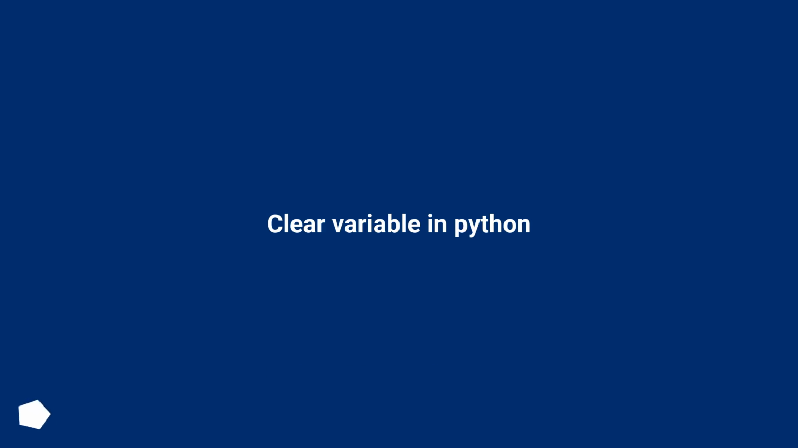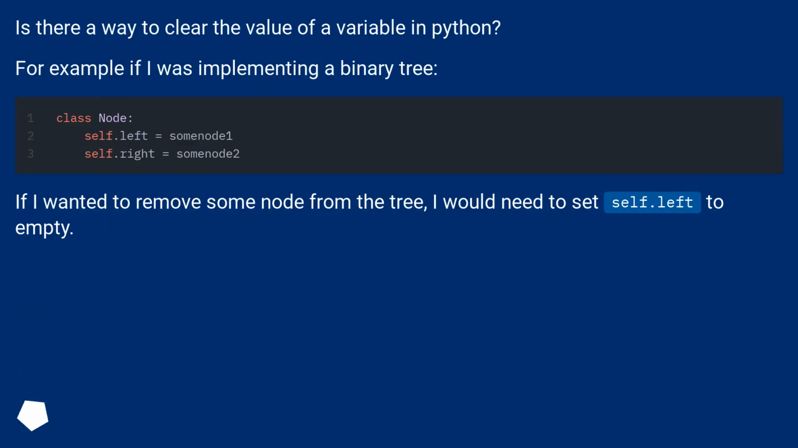Clear variable in Python. Is there a way to clear the value of a variable in Python? For example, if I was implementing a binary tree, and I wanted to remove some node from the tree, I would need to set self.left to empty.